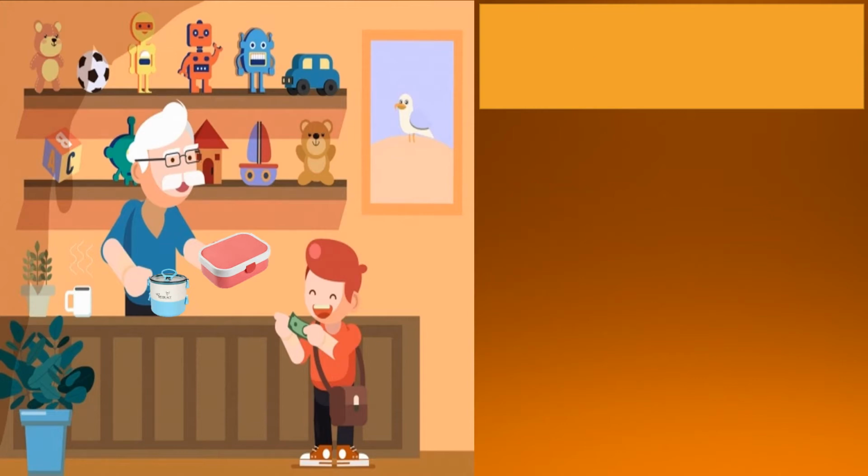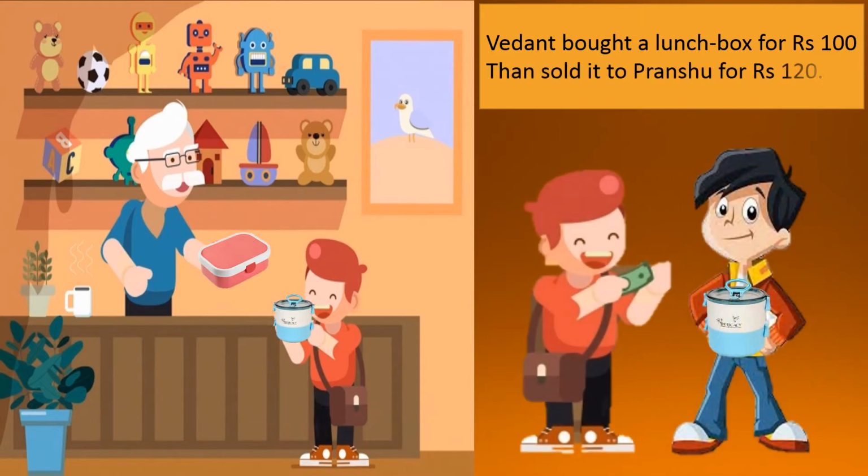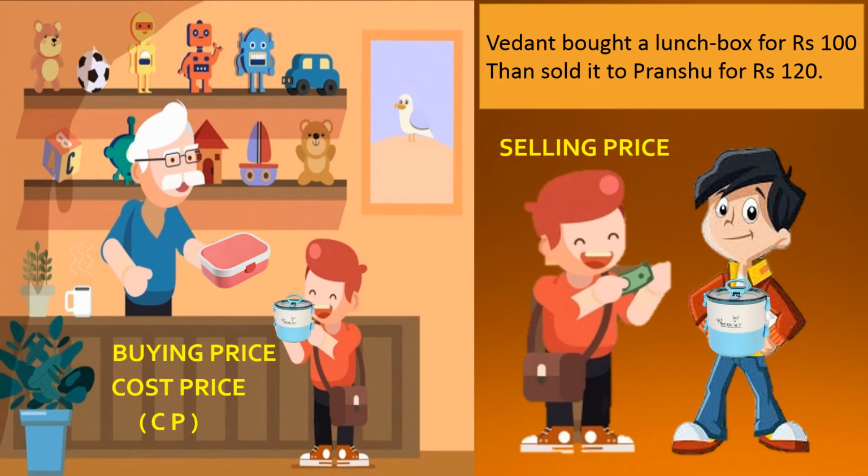Let's suppose Vedant bought a lunch box from a shopkeeper for rupees 100 and then sold it to Pranshu for rupees 120. See, this 100 rupees is the buying price of the lunch box. So the buying price is called the cost price, or in short form we can say CP of the lunch box. Now Vedant sold it to Pranshu for rupees 120. So this rupees 120 is called the selling price, or in short form we can say SP of the lunch box.